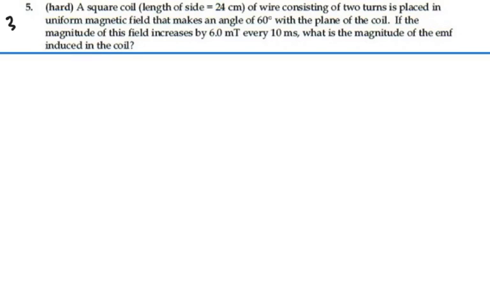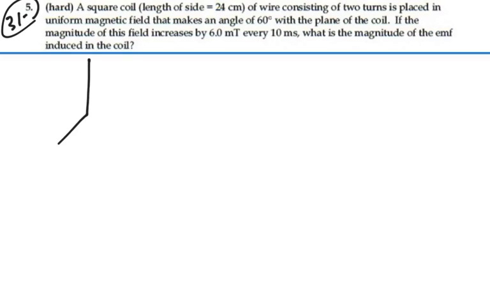Here's problem 31.5. A square coil, length of side 24 centimeters, of wire consisting of two turns is placed in a uniform magnetic field that makes an angle of 60 degrees with the plane of the coil. If the magnitude of this field increases by 6 millitesla every 10 milliseconds, what is the magnitude of the EMF induced in the coil? Alright, this is a little bit harder because we have to visualize the fact that the magnetic field is at an angle with respect to the coil.